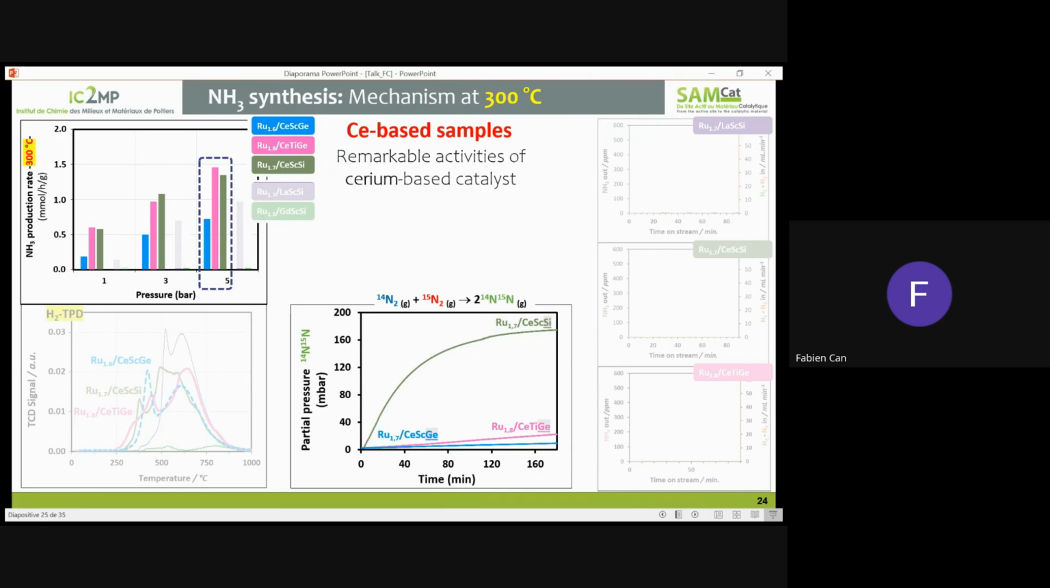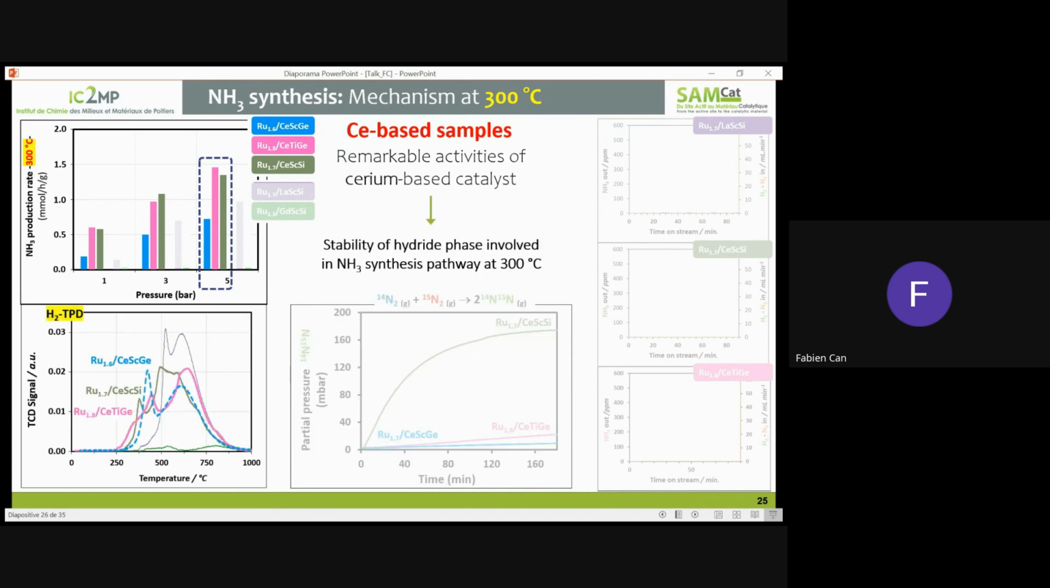But when the P block element was changed, and the sample used germanium, in this case, we don't have any exchange activity. So again, it indicates that the good activity observed on cerium, titanium, germanium, for instance, doesn't come from the ability of the catalyst for N2 dissociation. But again, if we come back to the H2-TPD curve, we always have a very important emission of hydrogen at low temperature. So it really confirms that the stability of hydride is involved in this mechanism.